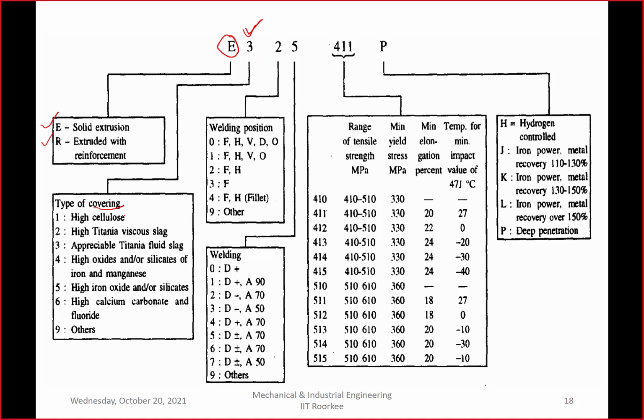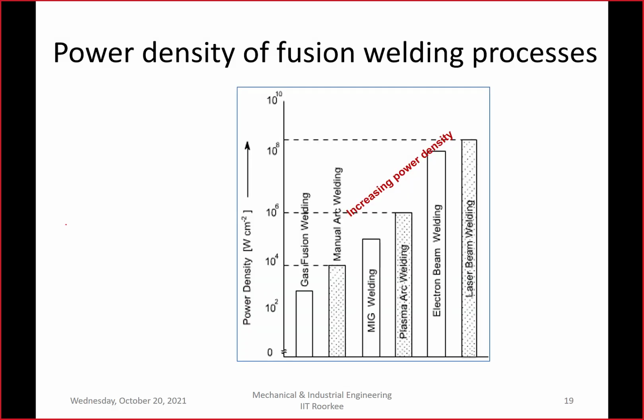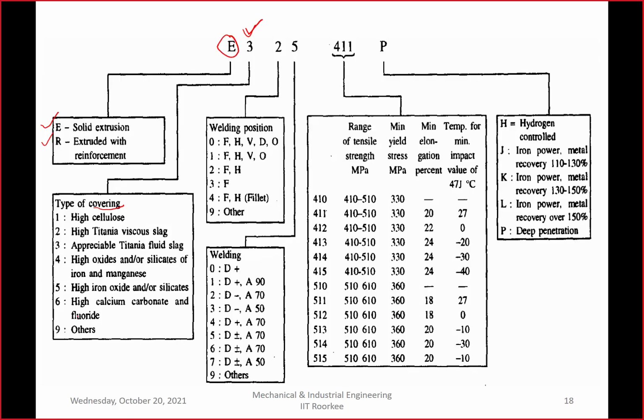So these are the various types of coatings which are commonly used: high cellulosic, high titanium, viscous slag, appreciable titanium, the fluid slag. Fluid means thin slag basically, which has low viscosity, high oxides and silicates of iron and manganese, high iron oxide. So likewise, certain numbers are given to a particular type of the coating. Okay, so that's what is visible here.